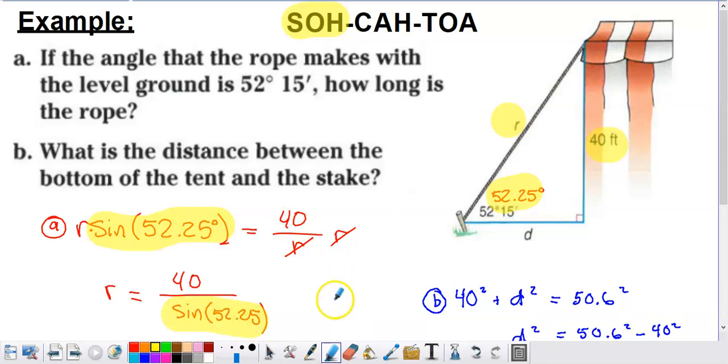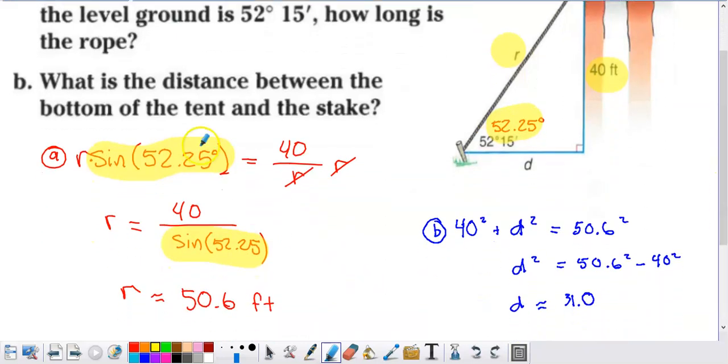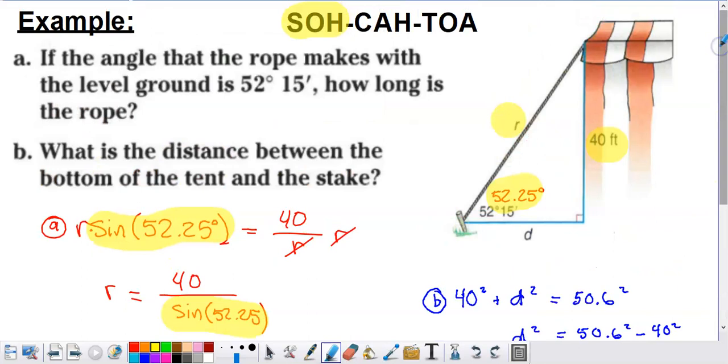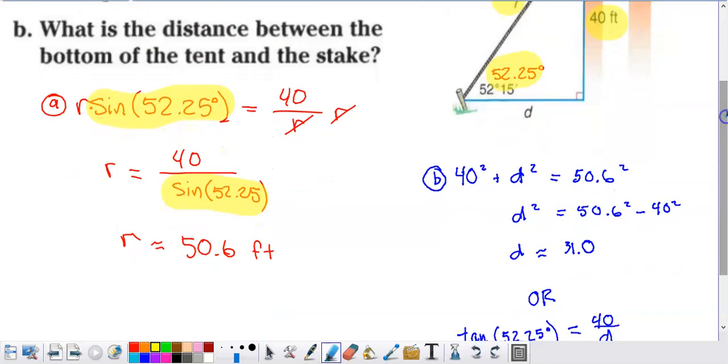At this point, you can break out the calculator and double check to make sure that it's in degree mode. If you type in 40 divided by sine of 52.25 degrees, you're going to end up with 50.6 feet. So I rounded that to the nearest tenth of a foot. You have to pay attention to what the problem specifies. This one really didn't specify anything in terms of rounding, so I just chose to round that to the nearest tenth. But just pay attention to what your professor, what your teacher, what the problem that you're working on asks you to do for rounding. And now I need to move on to part B.